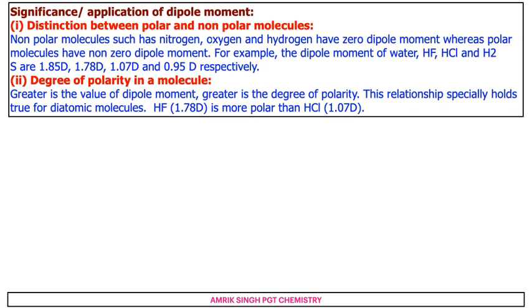For example, the dipole moments of water, HF, HCl, H2S are given in this way. Their values are given, and these have dipole moment, therefore these are polar molecules. Degree of polarity in a molecule: the greater the value of dipole moment, the greater is the degree of polarity. This relationship especially holds true for diatomic molecules. HF is more polar than HCl, because the dipole moment of HF is 1.78 and for HCl is 1.07.